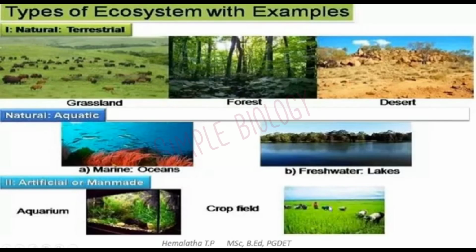Here is another example, that is the crop field. Here also we can see the interaction of living and non-living things. The living things may be the plants and some of the animals living in the crop field, and also other non-living things like air and water. Together they form an ecosystem. So it is very simple to understand what an ecosystem is. It is just the interaction of living and non-living things in nature. If any living and non-living things together form a system, that is called an ecosystem.